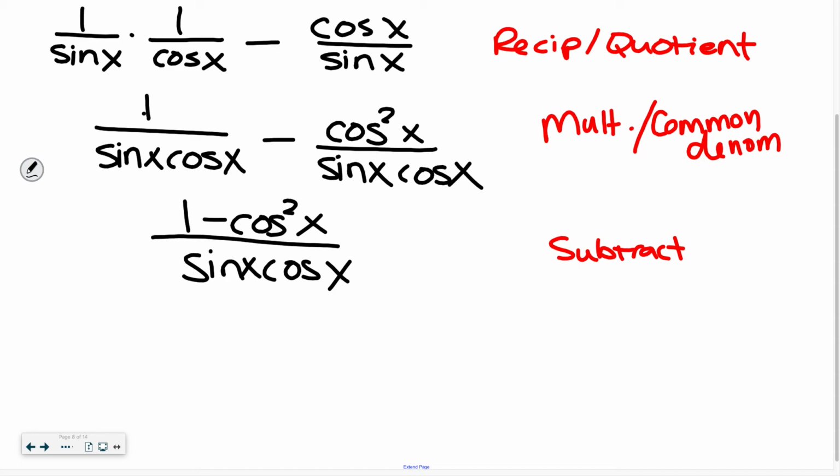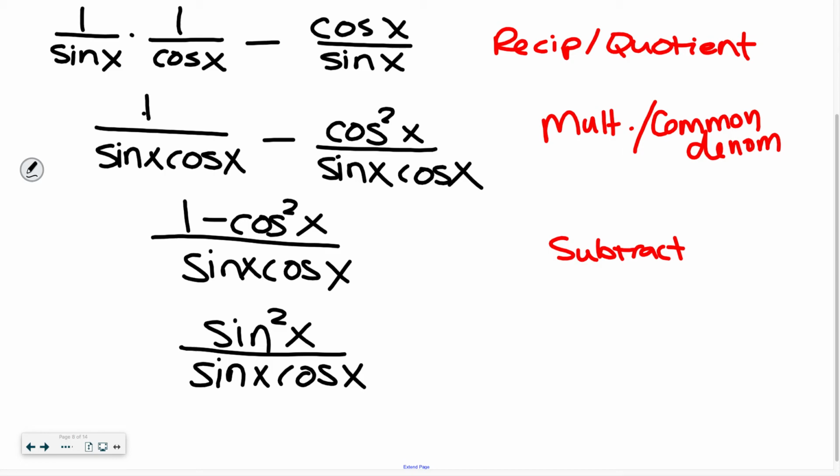1 minus cosine squared. Does that sound familiar? That is the Pythagorean identity. 1 minus cosine squared is equal to sine squared. It's the manipulated Pythagorean identity. So we can make the substitution. 1 minus cosine squared is sine squared. So we have sine squared x over sine x cosine x.